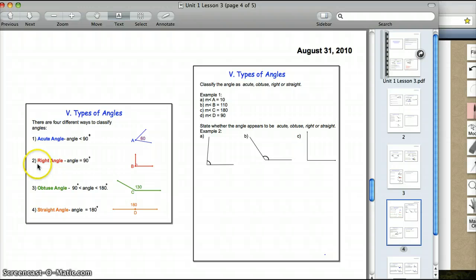Now, number 2 is a right angle. Right angles are always equal to 90 degrees. An obtuse angle is always more than 90 degrees, but less than 180. So an obtuse, if you can remember, obtuse means big, so it's more than 90 degrees. And then a straight angle, which makes a straight line, is 180 degrees.